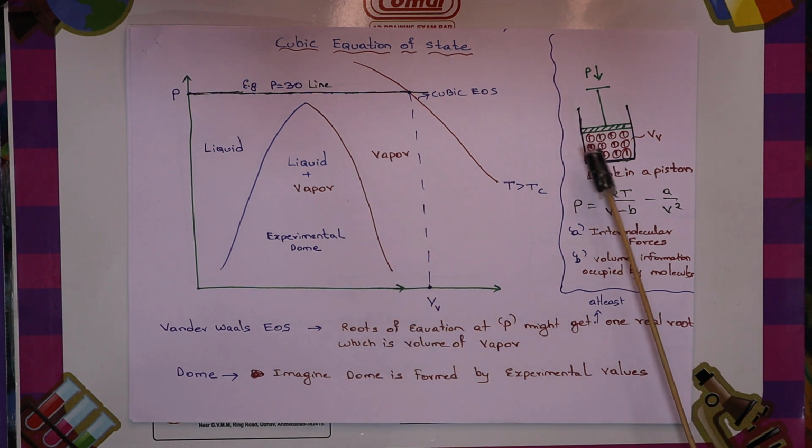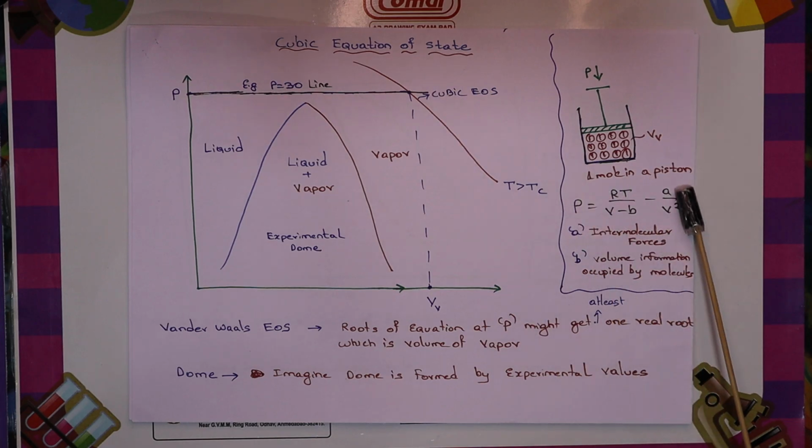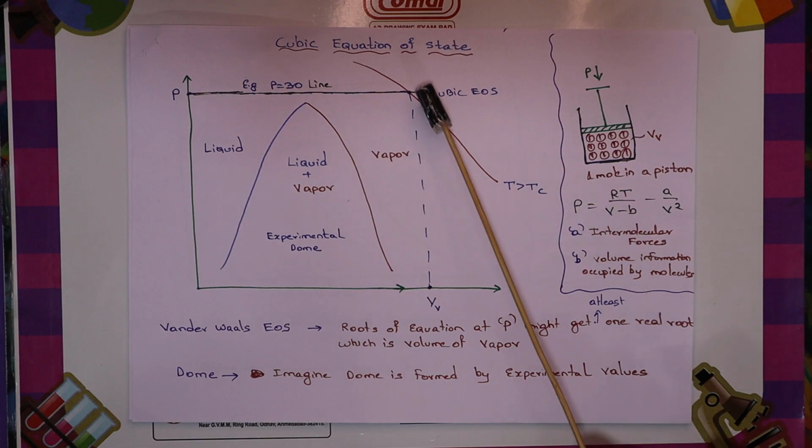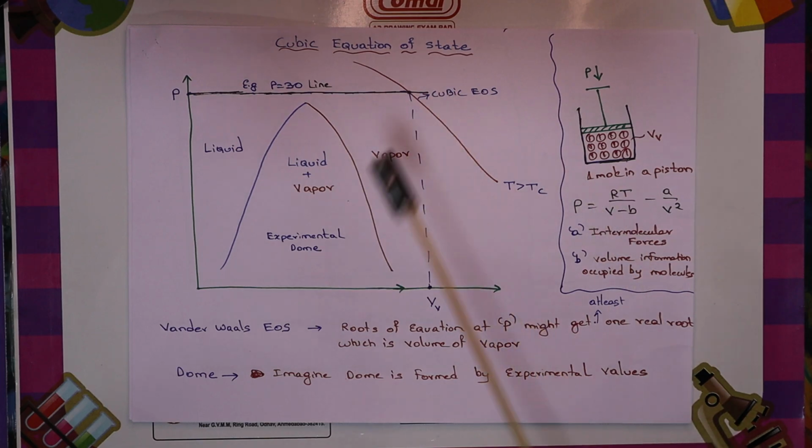Second, it is on the vapor side. That means whatever volume you estimate through this equation should definitely be the vapor volume, because it is on the vapor side. So for the van der Waals equation, the roots of the equation might include at least one real root, which is the volume of the vapor.